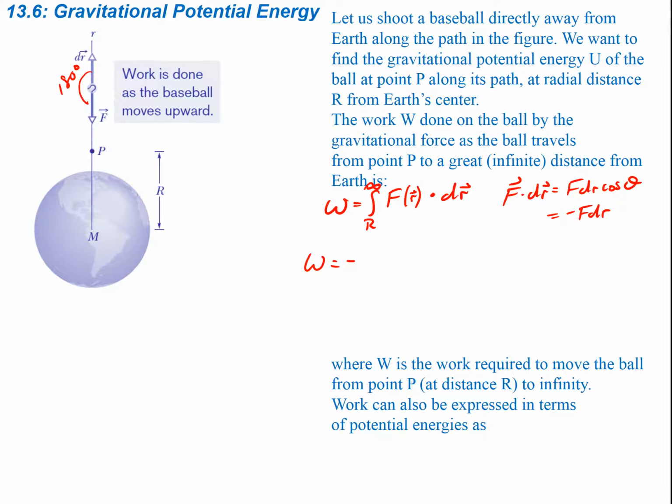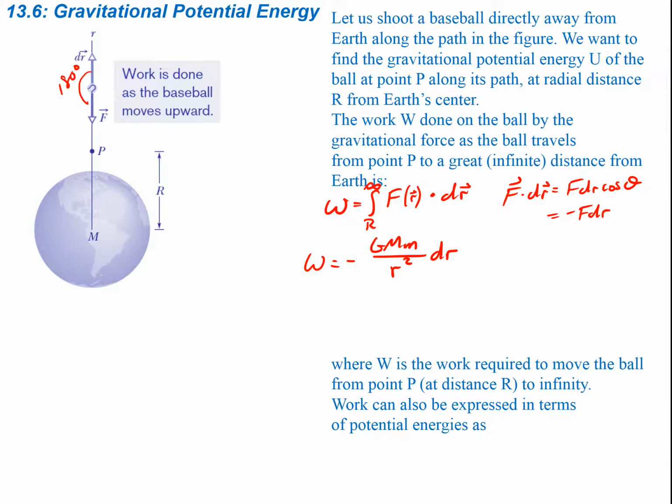So we can go ahead and replace that with GMm, right, big M, little m. Big M is usually the mass of the Earth, little m is usually the mass of the particle, or in this case, a baseball. And then you would divide by r squared, and then you have this dr term. All right, so now we want to find what the total amount of work is.